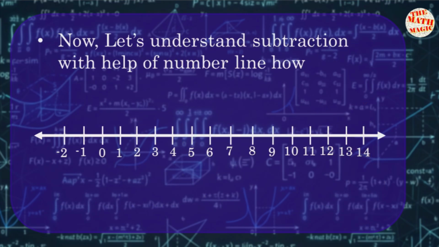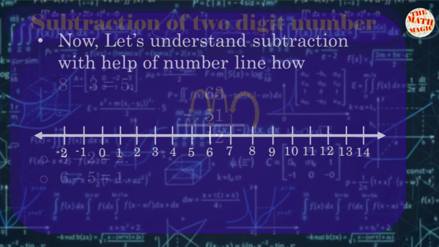Now, let's understand subtraction with the help of a number line. In addition, we were moving towards the right direction, but as I said, subtraction is the reverse process of addition, so we will move in the left direction in subtraction. An example of subtraction with a number line is shown here.